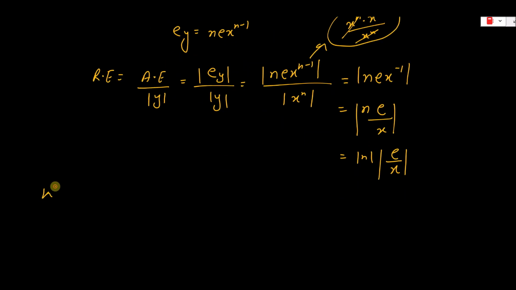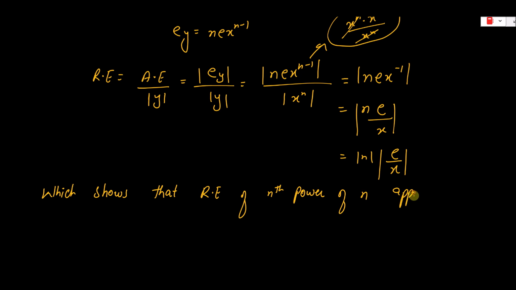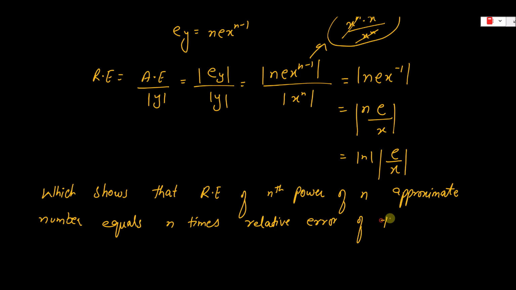According to this proof, we see that the relative error of the nth power of an approximate number equals n times the relative error of that number.